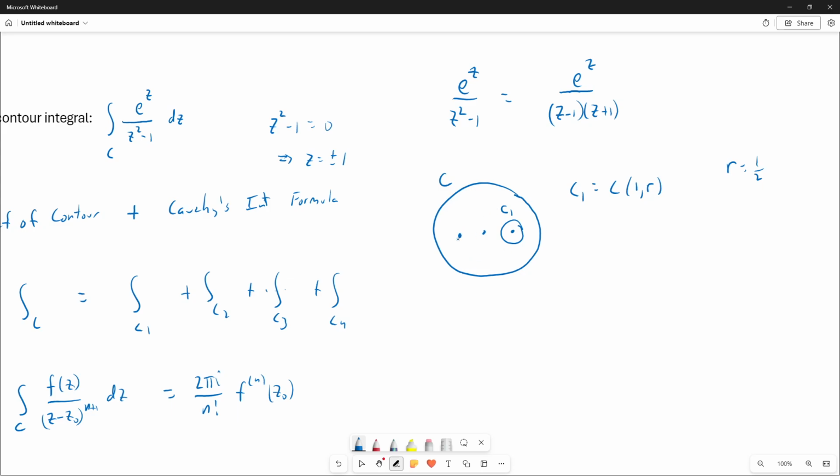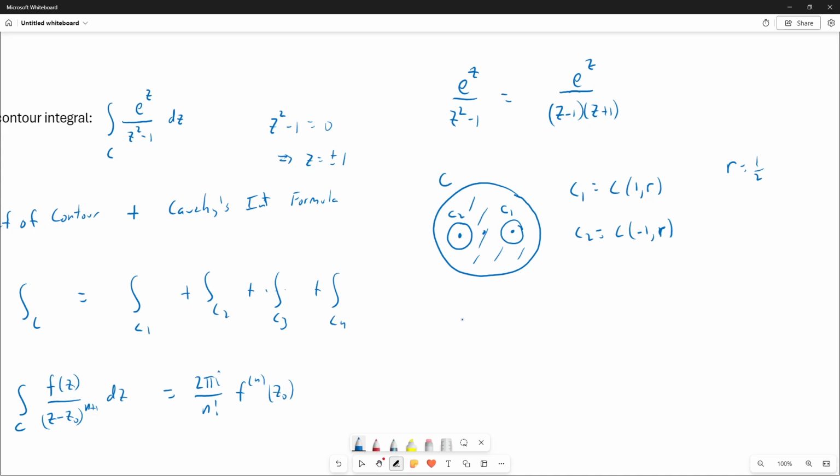And here's the number negative 1. We'll take another circle here, C2, and C2 will be a circle around negative 1. So that's a circle centered at negative 1 with the same radius. Some small radius r, 1/2 will work for both of those. So now this function is analytic everywhere in the plane except at -1 and 1. So it is analytic on the curves and in the region in between the curves. The singularities are inside the small circles.